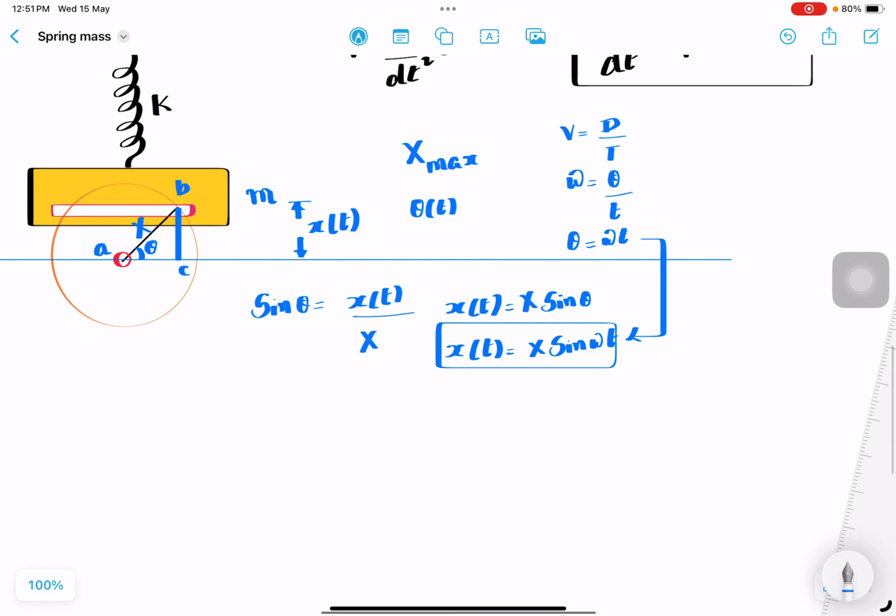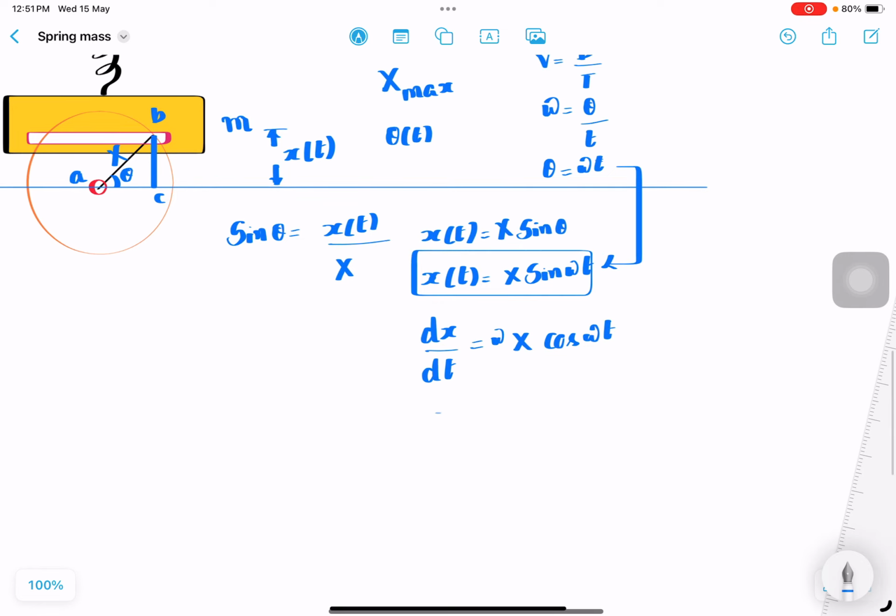Now, I can differentiate this expression two times. I can differentiate this expression one time to get the expression for velocity. So I'll be getting capital X into cos omega t. And if you differentiate omega t, you get omega. So that can be pulled outside. I can write it as omega here.